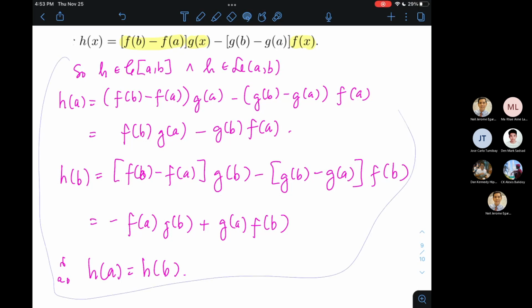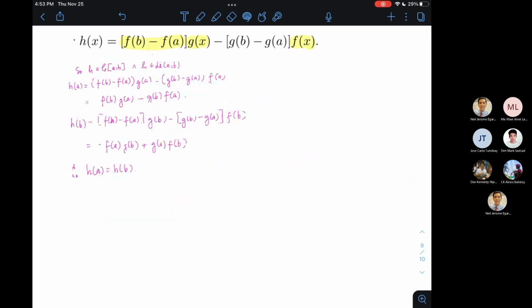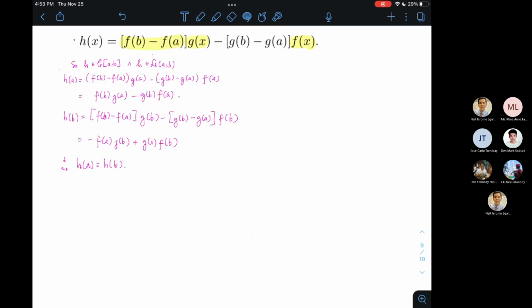Rolle's Theorem. Tapos ang kagandahan pa sa kanya, pag in-apply ko yung Rolle's Theorem sa kanya, okay, ganito yung mangyayari. So by Rolle's Theorem, there exists a number C on the open interval AB such that H prime of C is equal to 0. Yan yung pangako ng Rolle's Theorem. Now, let's compute H prime.